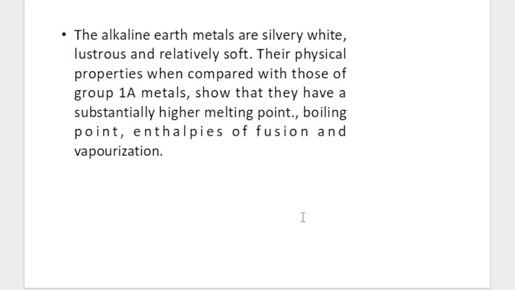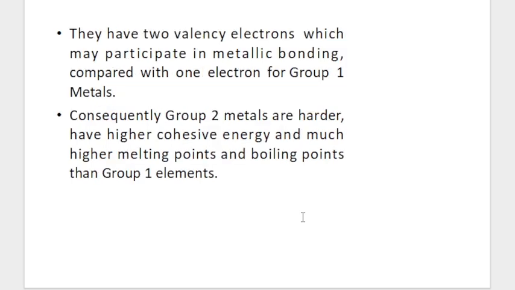Properties of the elements. Alkaline earth metals are silver white, lustrous, and relatively soft. Their physical properties when compared with those of group 1 metals show that they have substantially higher melting points, boiling points, enthalpy of fusion, and vaporization.